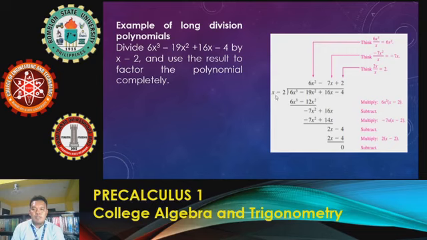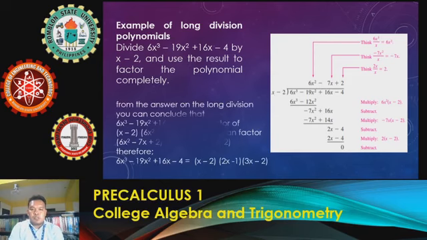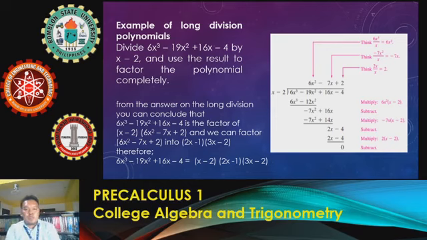2x divided by x is 2. So, 2 times nito is 2x. Then, 2 nito, negative 4. So, lalabas 0. So, perfect, pwede natin i-factor yung sagot natin as 6x squared minus 7x plus 2 at the factor of x minus 2. No? So, from the answer, on the long division, you can conclude that 6x cubed minus 19x squared plus 16x minus 4 is a factor of x minus 2 times 6x squared minus 7x plus 2.